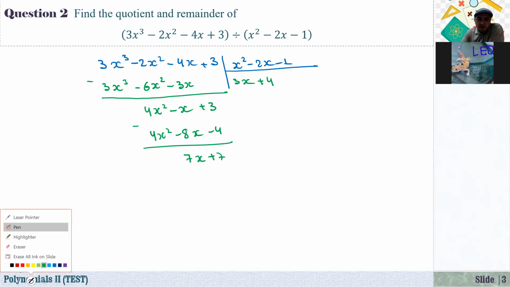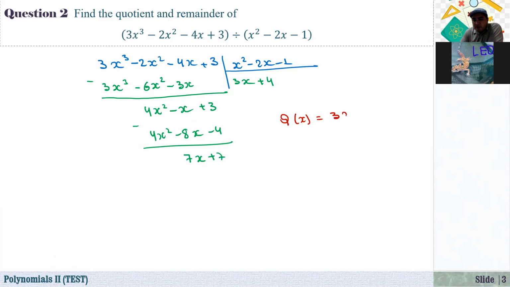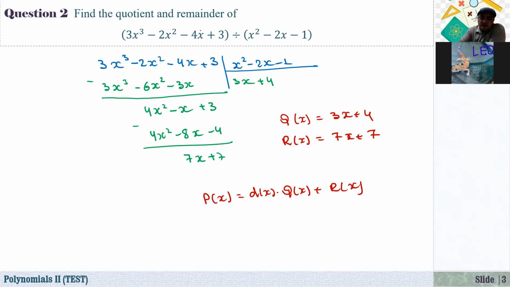So now we can write the result here. The quotient, let me label this Q, is 3x plus 4. And how about the remainder? The remainder is 7x plus 7. That means P(x) we can write as the divisor times the quotient, plus the remainder. So if you multiply x squared minus 2x minus 1 by 3x plus 4, and after that add 7x plus 7 to the result, we will get our original polynomial.